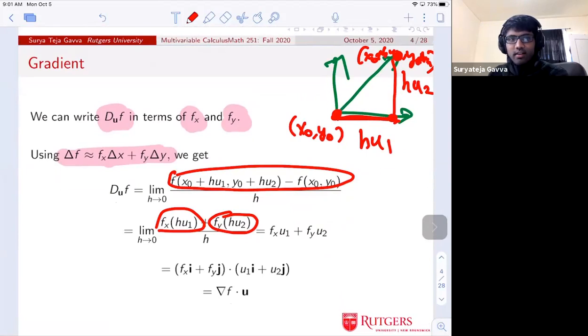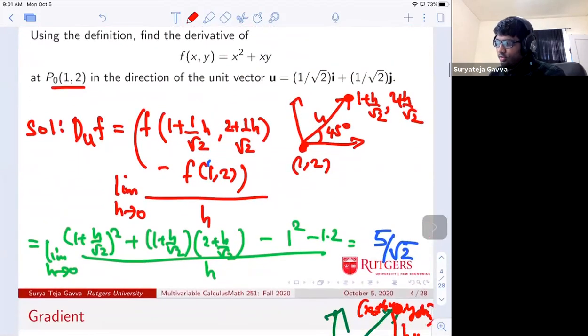Oh, how did you get rid of h? Oh, if you simplify this, h will get cancelled. So please try that. You can see that the numerator will come out to be h times 5 over square root 2 plus something. And the limit as h goes to 0 will be just 5 over square root 2. Okay, just simplify this, just the squares, and do some algebra, and you will see that the h will get cancelled.